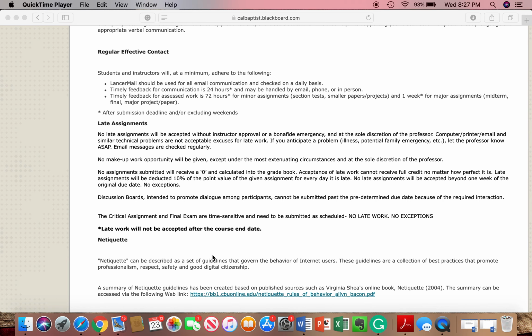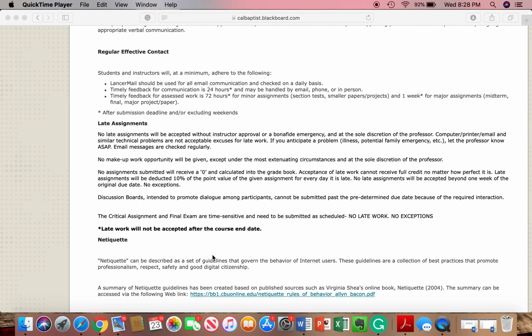So I have a very clear late assignment policy, and I'm going to read it through, and then we're going to discuss it, and it should be very clear. No late assignments will be accepted without instructor approval or a bona fide emergency, and at the sole discretion of the professor. Computer, printer, email, and similar technical problems are not an acceptable excuse for late work.